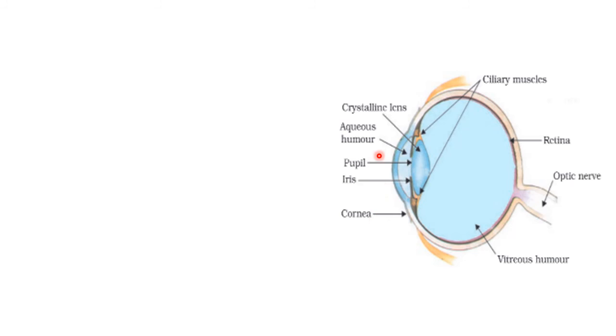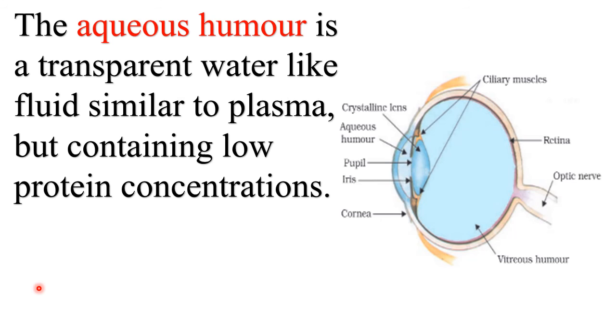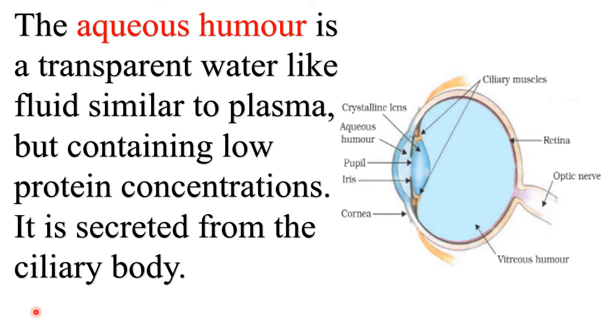At last, we see what is the aqueous humor. The aqueous humor is a transparent water-like fluid similar to plasma but containing low protein concentrations. It is secreted from the ciliary body. So these are the most important parts of the human eye.